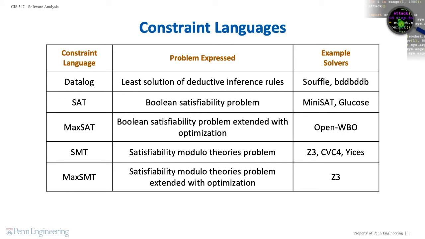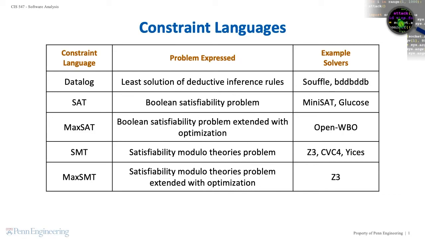Thus far in this module, we focused on a particular constraint language, Datalog. However, there are several other constraint languages with different expressiveness and performance characteristics. Here are some of the popular languages along with the kind of problem that one can express using each of them, and some example solvers for each of those problems.